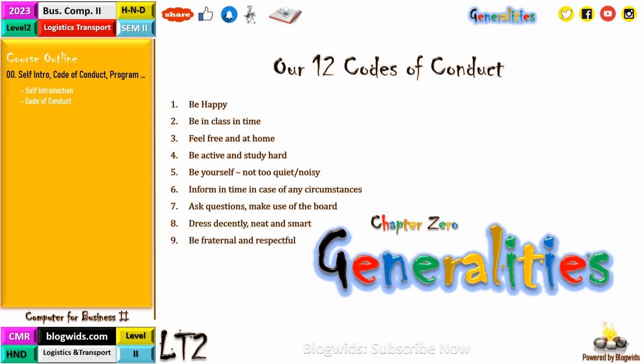Be fraternal and respectful. Be brotherly. Be caring. Be respectful, not just to your parents at home. Be respectful to the administrators of the school. Be respectful to, especially, your course instructor. Be respectful to your friends, because if you need respect, then you should give respect, and you cannot give what you don't have.